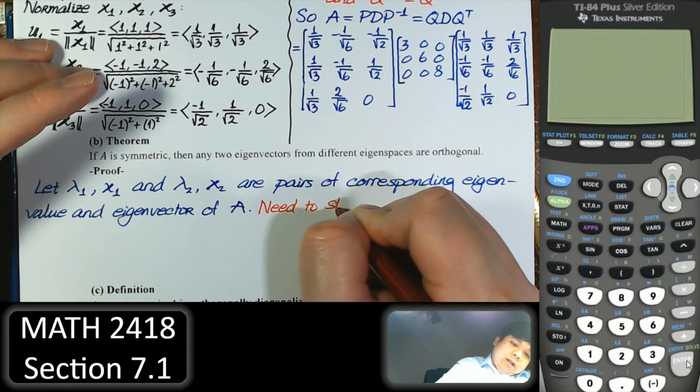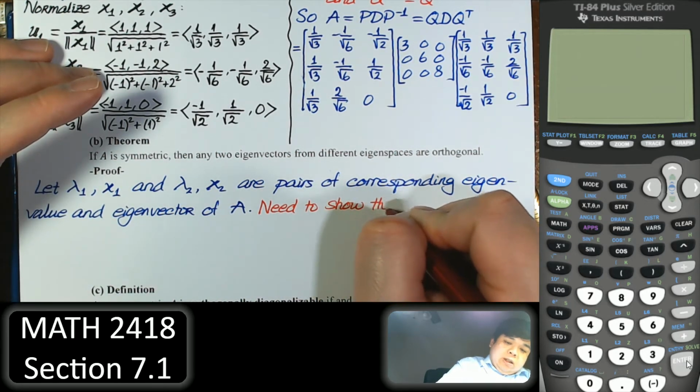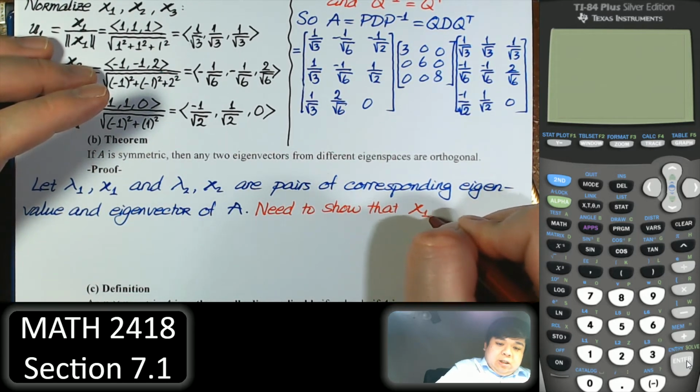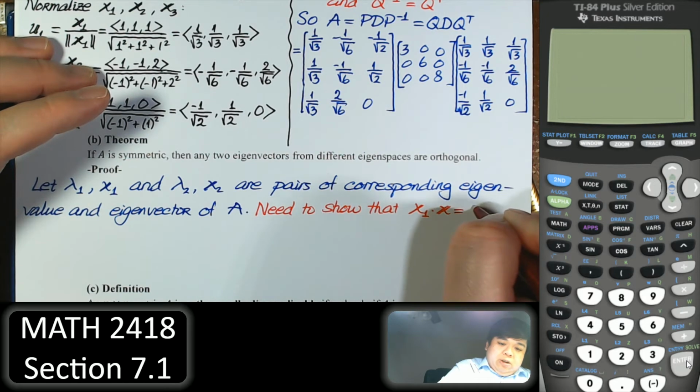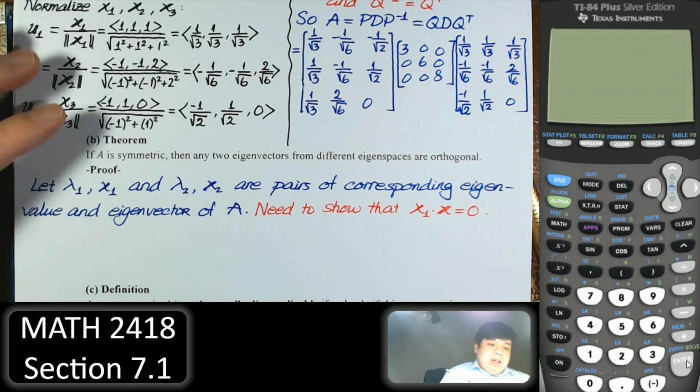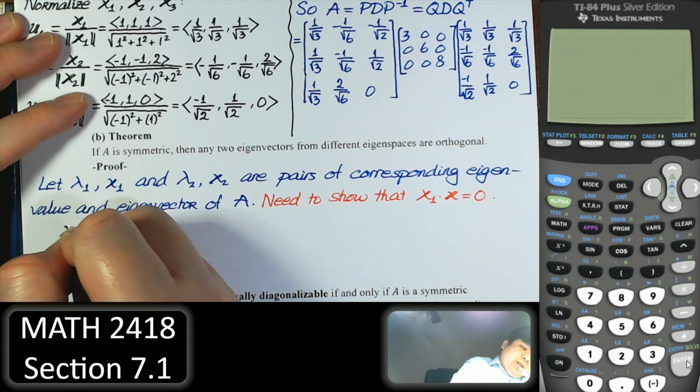Need to show that they are orthogonal, and they are orthogonal, so the dot product will have to be equal to 0. Right. So that's what we need to prove. That's very simple actually.